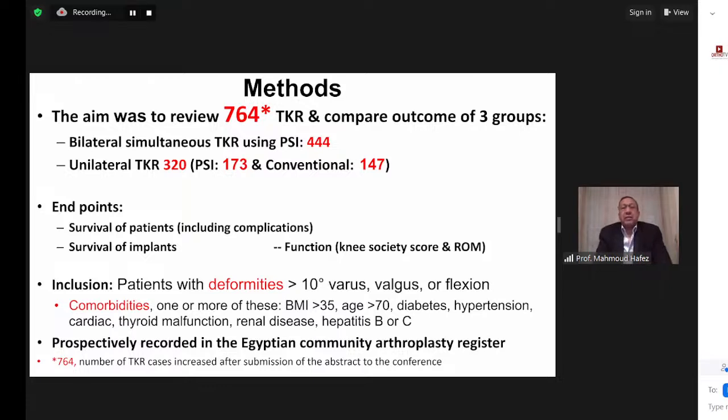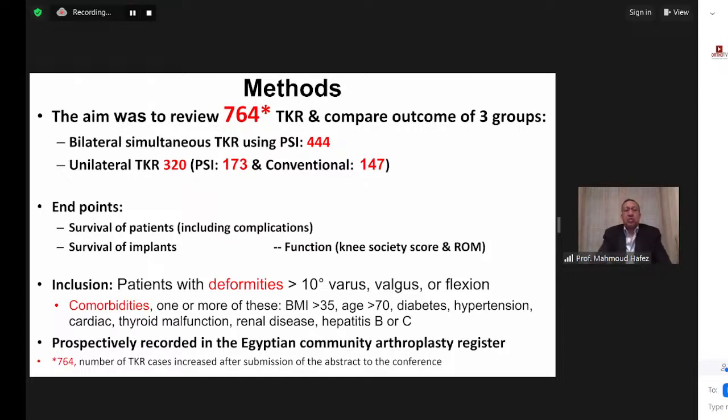This figure here, which is 764, is from last year. So now the figure is more than 900, approaching 1,000 cases. And we decided not to submit the paper with this figure to come close to the 1,000. So right now we are working on the statistics. These statistics you can see here are from early 2022, where we compared between these 3 groups.